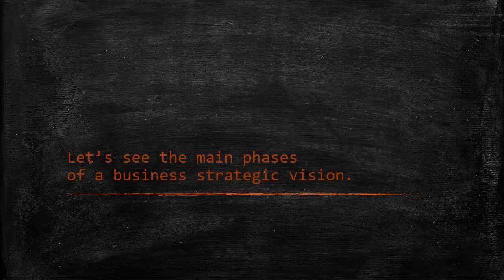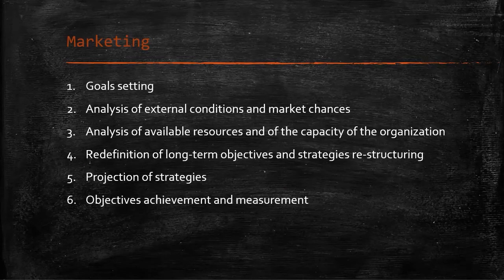Let's see the main phases of a business strategic vision. 1. Goal setting. Short and long-term goals must be specific, measurable, accepted, realistic, and timely. People governing the business are entitled to set them. 2. Analysis of external conditions and market chances. The analysis of the environment concerns economy, structure and values of society, political regime. This analysis is essential to outline the panorama and to make forecasts.